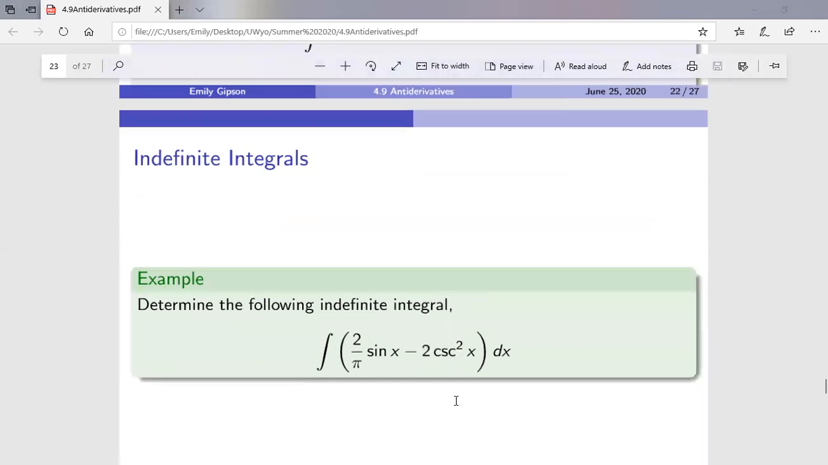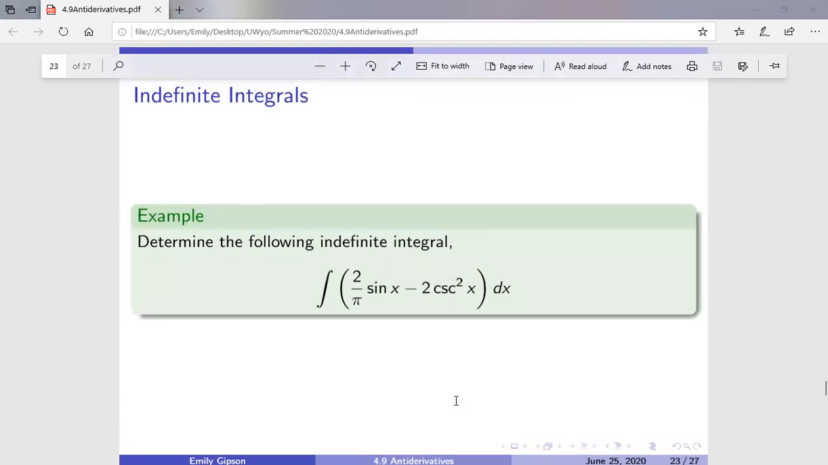So here's an example, and I want you to work these examples on your own, and in the next slide, I'll just give you the solution. Determine the following indefinite integral. I've got 2 over pi sine of x minus 2 cosecant squared x, all dx. So x is our independent variable. I've got my integrand function, and I've got an integral sign. I've got all 3 things I need to make this work. So go ahead and give this one a test and see if you can figure out what the solution should be.